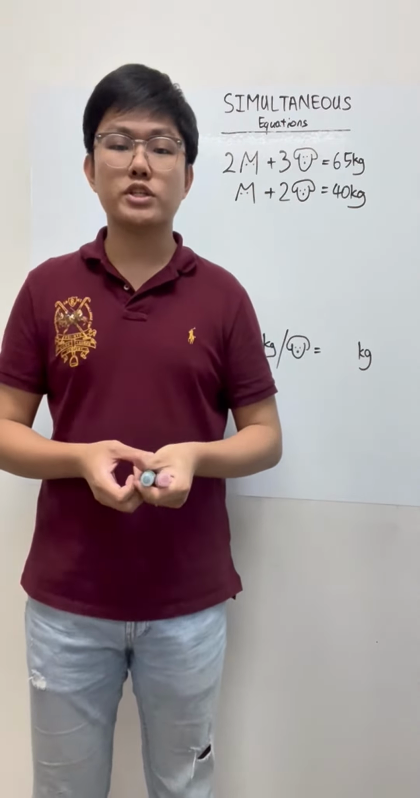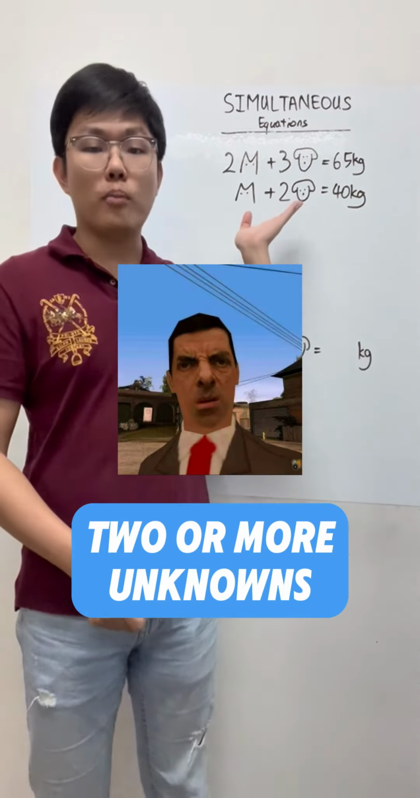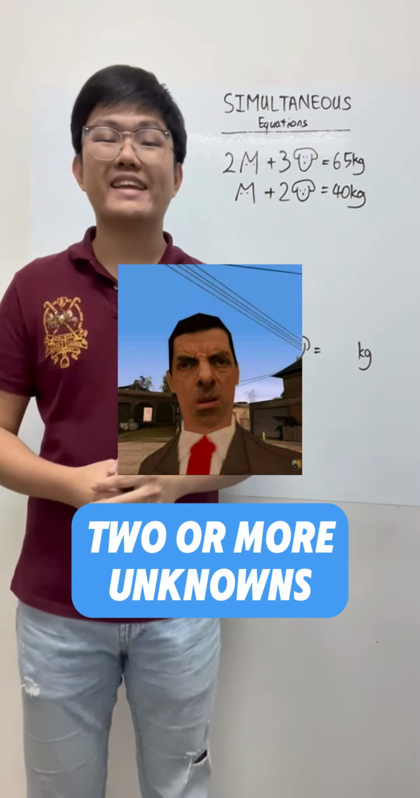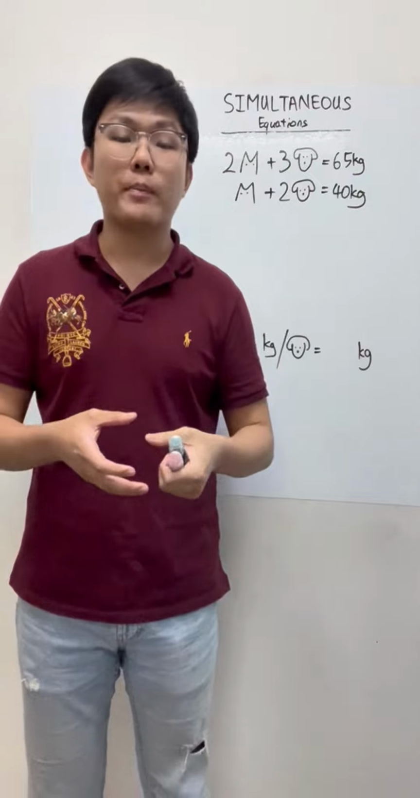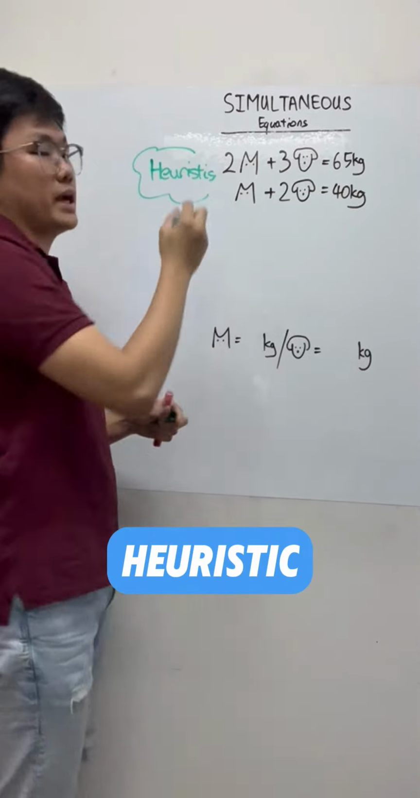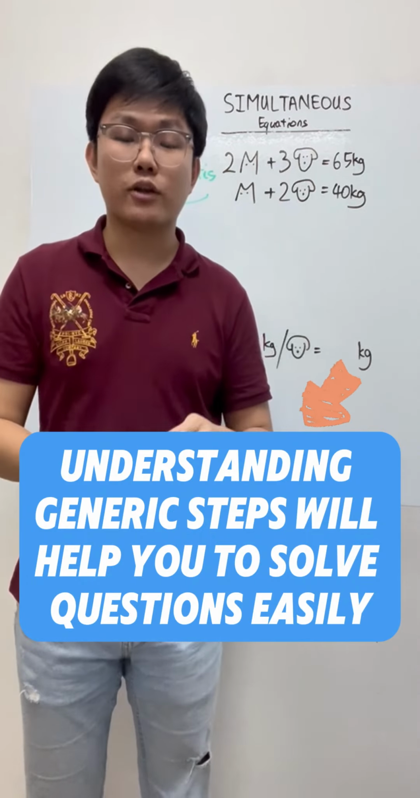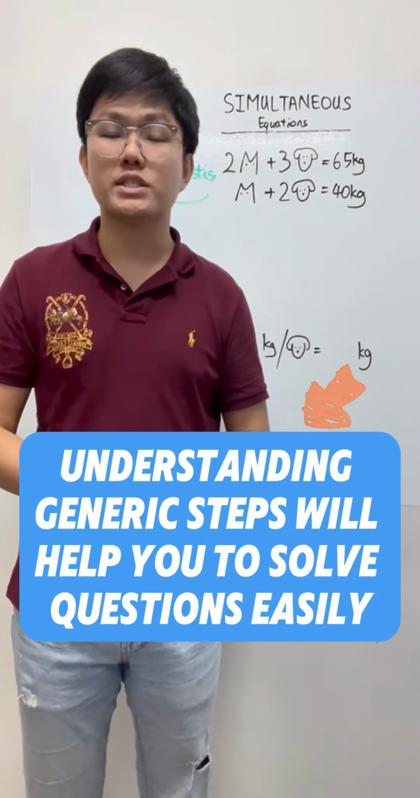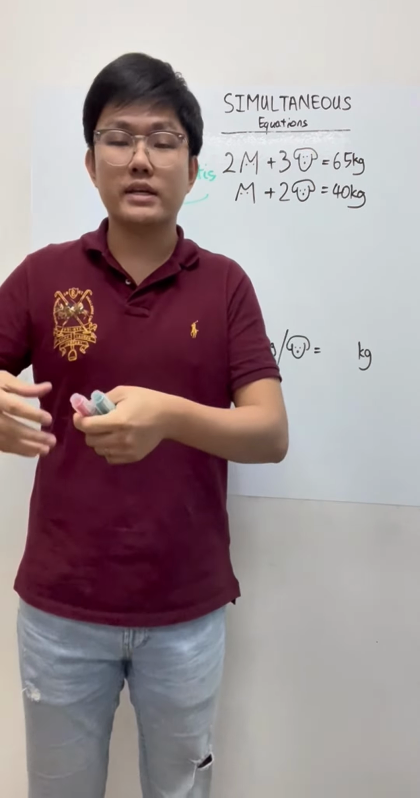So simultaneous equations generally require two or more unknowns, whereby we are only provided either the sum or the difference of multiples of the unknown. These questions are actually heuristics question type, whereby understanding a general set of steps will allow you to be able to solve the questions very easily, even if they were to come out in a slightly different way.